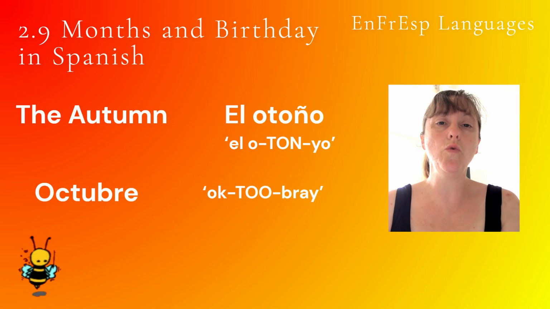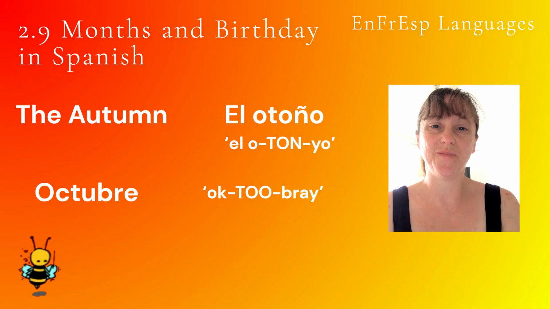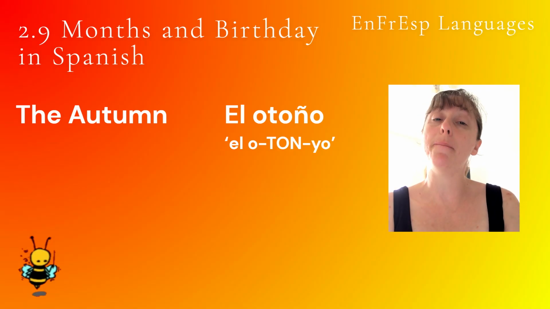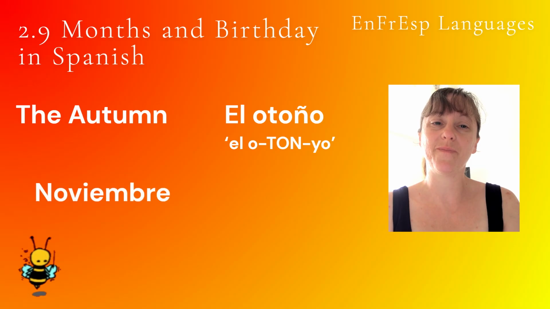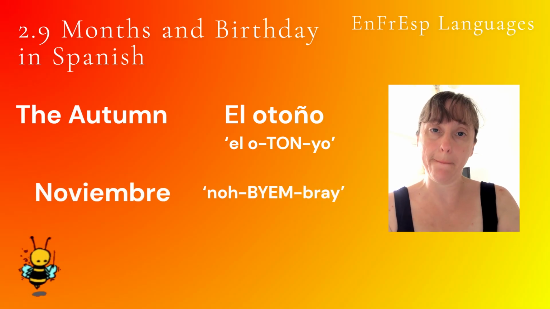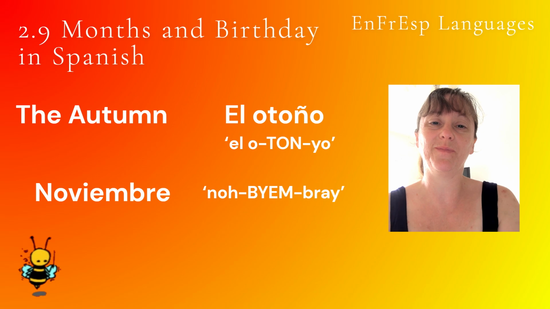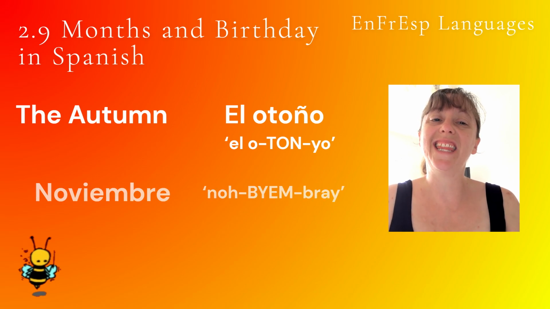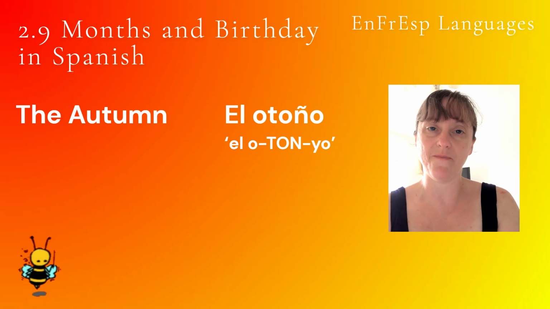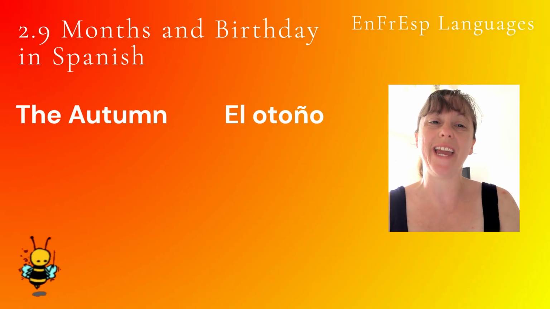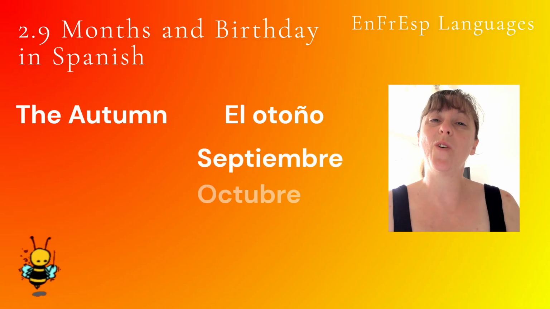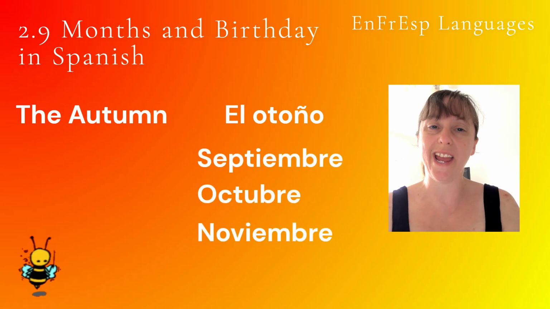October is Octubre. Pronounced octubre. Repeat after me. Octubre. And November is Noviembre. Pronounced noviembre. Remember that the letter V is pronounced more like the English letter B. Repeat after me. Noviembre. These months are in the autumn. El otoño. Say them with me. Septiembre, octubre, noviembre.